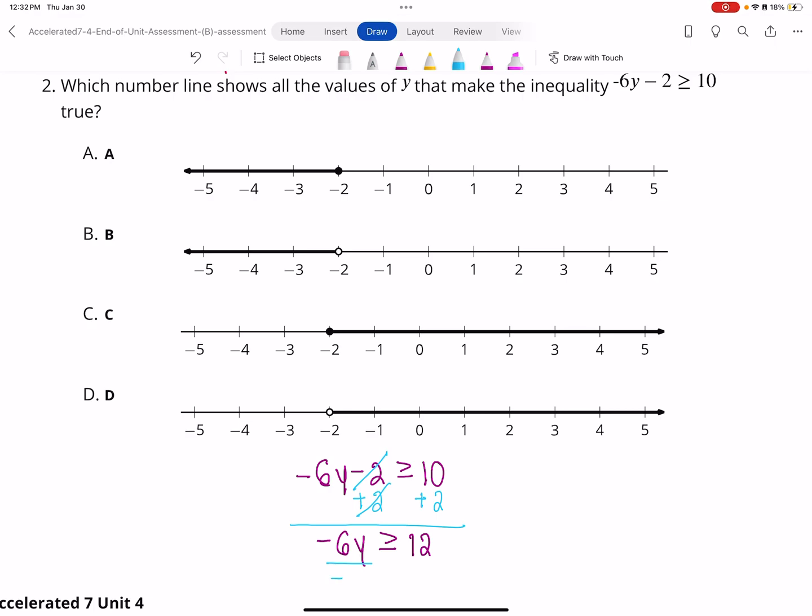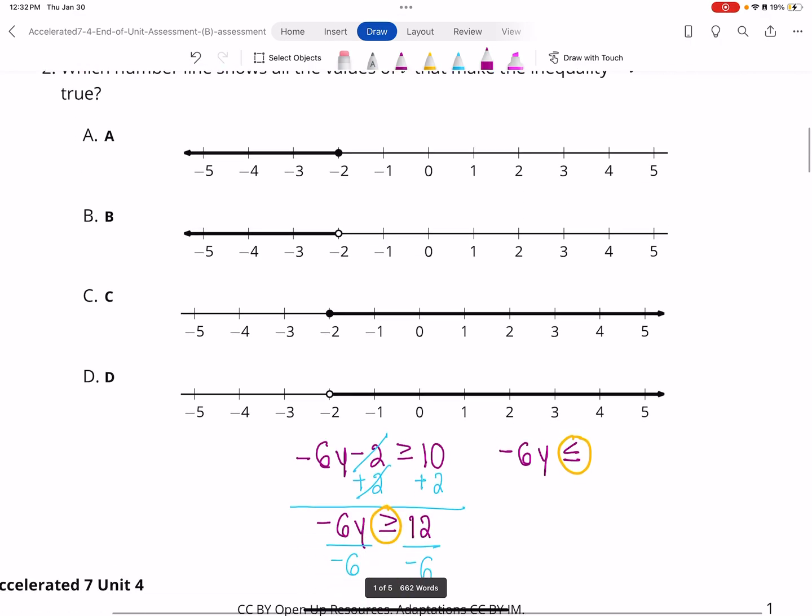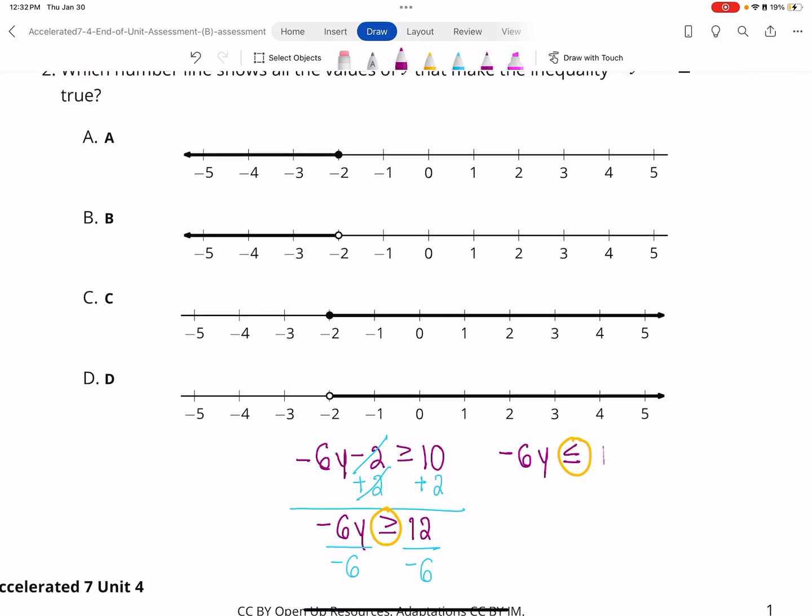Now, we need to divide both sides by negative 6. And remember that when we are dividing by a negative, or even multiplying by a negative, what ends up happening is that our inequality sign flips. Or you can think of it as switching direction. And so it became less than or equal to. And it was greater than or equal to. So I just flipped the sign because we were dividing by a negative.